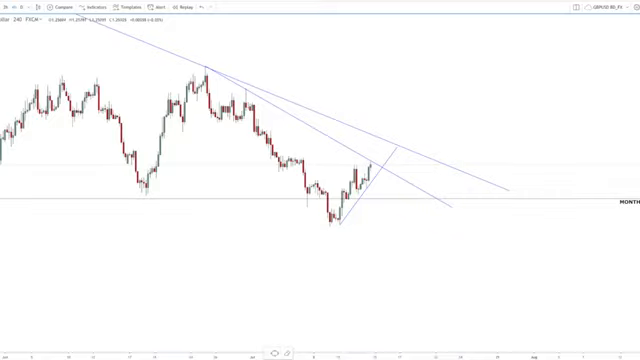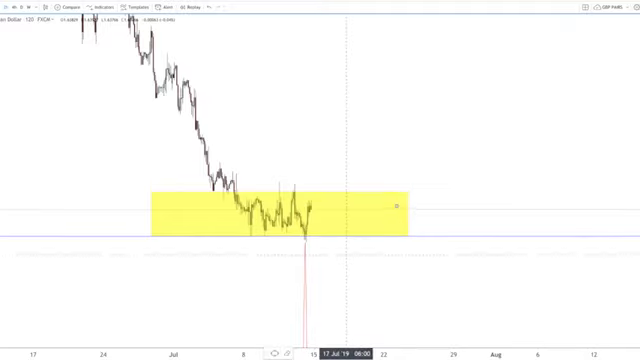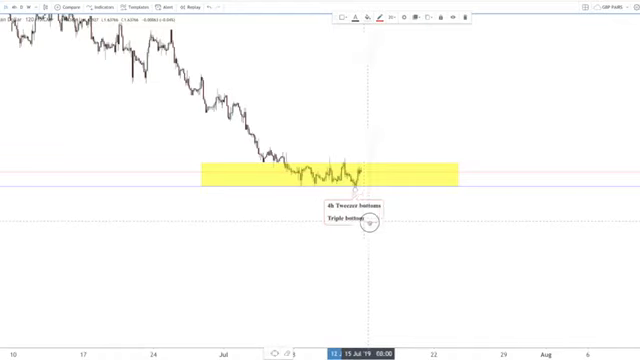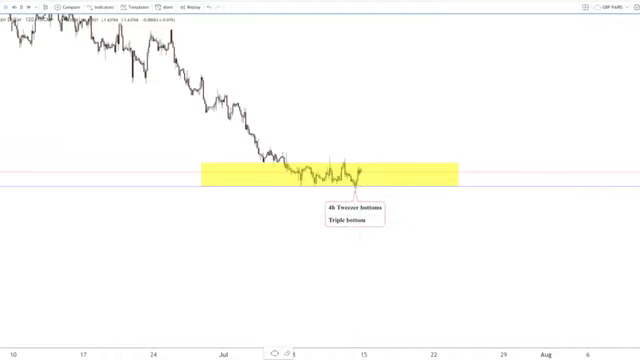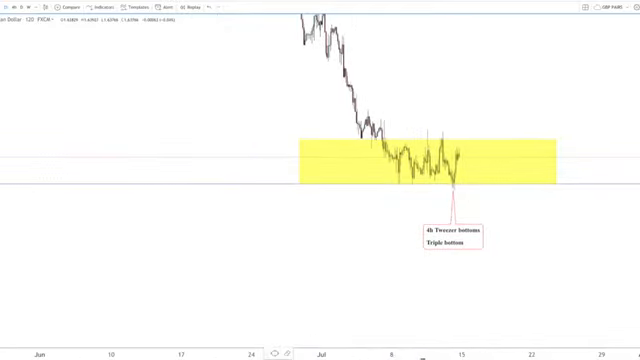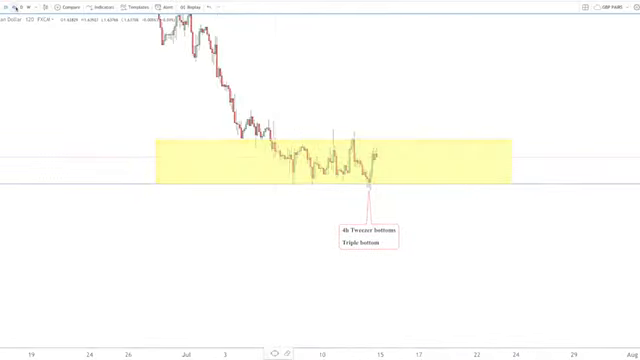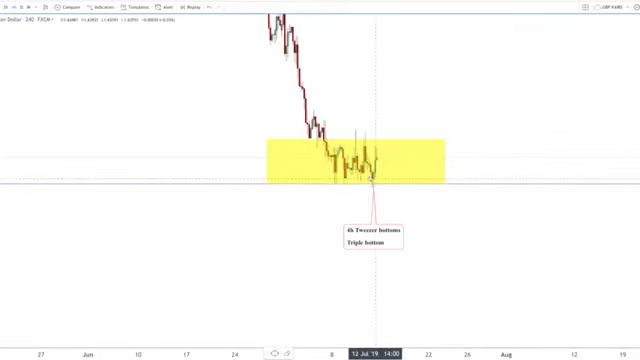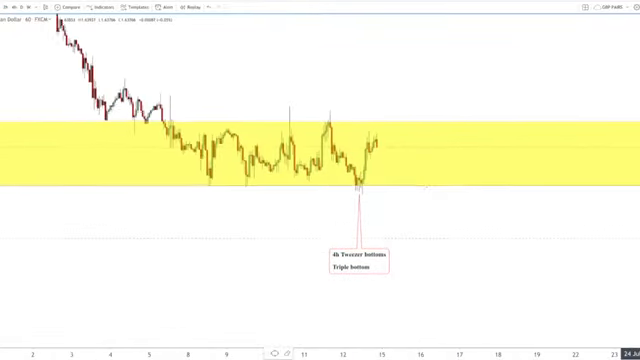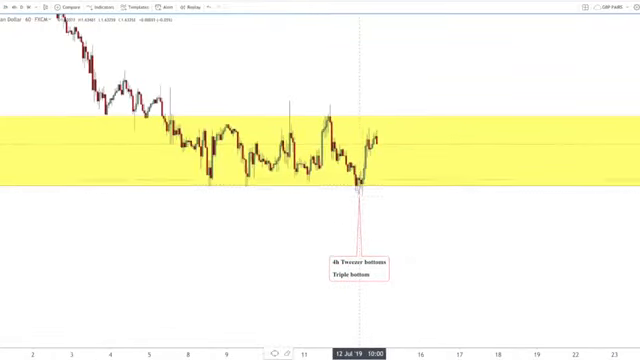GBP CAD, a pair that I highlighted last week. Straight after I highlighted it, we saw a nice up move. Tweezer bottoms here on the 4 hour, triple bottom, 1, 2, 3, showing us that rejection. This is on the 2 hour. If we just go to the 4 hour, see that tweezer bottom here on the 4 hour, 1, 2, and then we had that nice push up higher. On the 1 hour, we can see various rejections, 1, 2, 3, 4, 5.